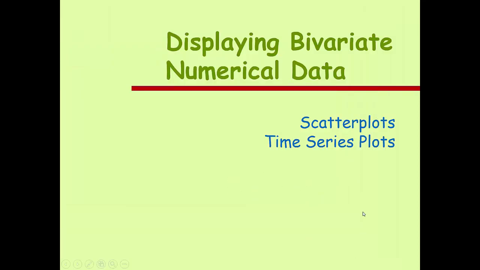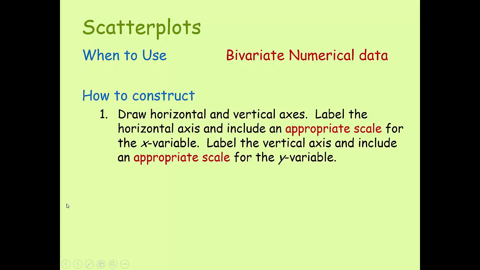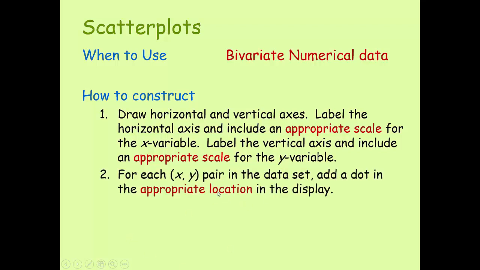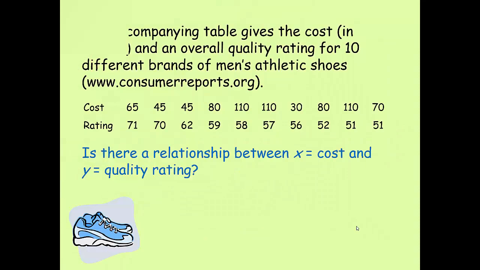Scatter plots, time series plots, bivariate numerical data, bivariate, two variables. For a scatter plot, we draw a horizontal and a vertical axis. We label the horizontal axis and include an appropriate scale for our x variable, and we do the same for the y variable. What you have here with bivariate, you have pairs of data. And so we plot each xy point, and what we're looking at is the relationship between x and y.